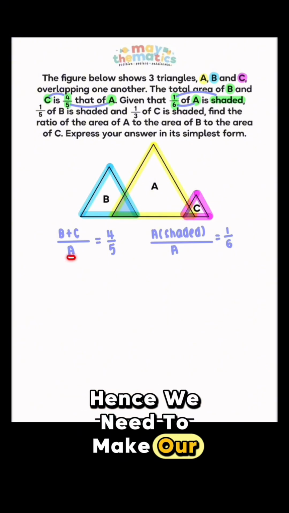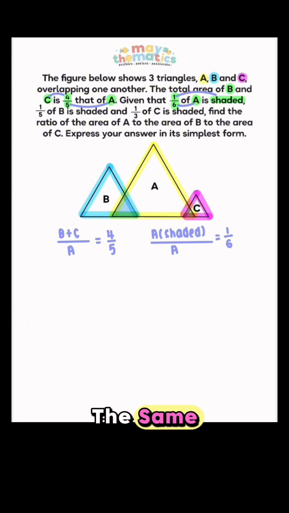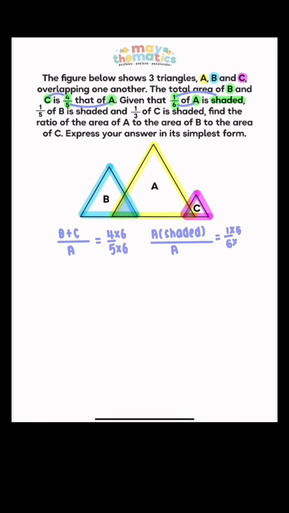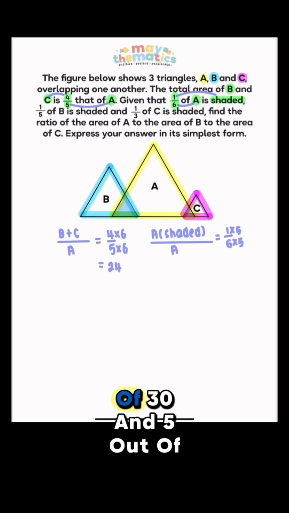Hence, we need to make our A the same. And to make 5 and 6 the same, we are going to make it 30. We're going to multiply by 6 here and we're going to multiply by 5 here. That will give us 24 out of 30 and 5 out of 30.